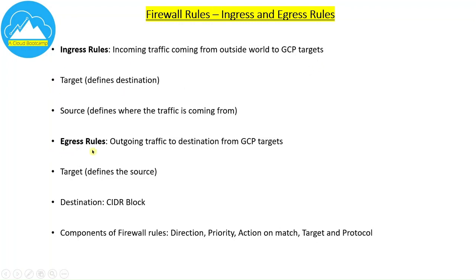Similarly, egress is the outbound rule, which is outgoing traffic from GCP targets to a destination. Over here, the target is the source, so the source would be your virtual machines, because from your virtual machines you'll be initiating the outbound traffic. The destination can be anything: the internet, or if you want to take a patch, any CIDR range or IP address. And these are the components of a firewall which we have seen: direction, ingress or egress, priority, action on match, either allow or deny, and targets, ports, and protocol. In the example, we have made use of ICMP.